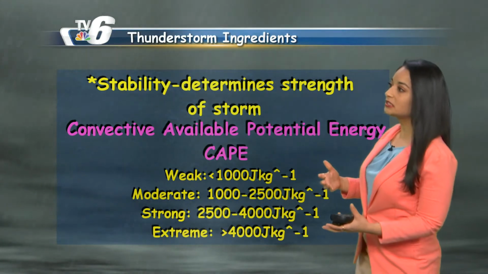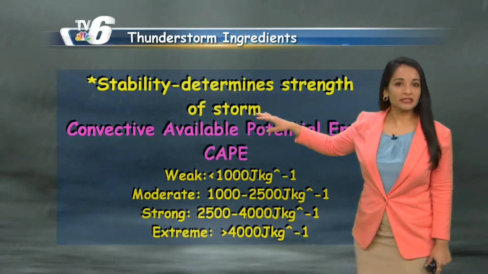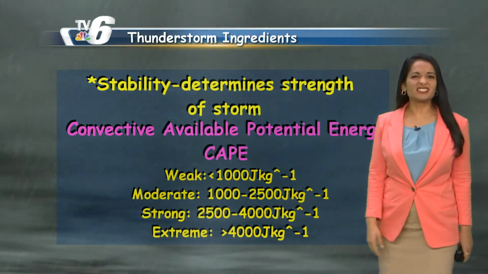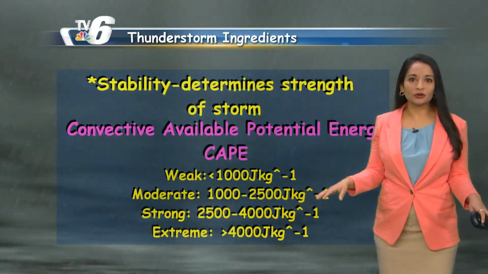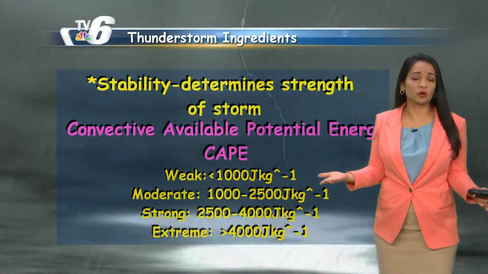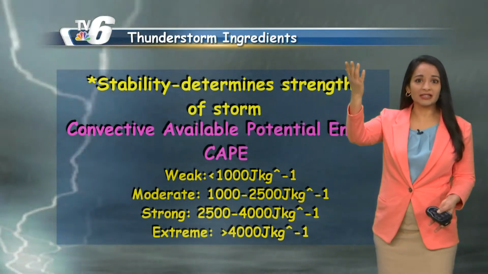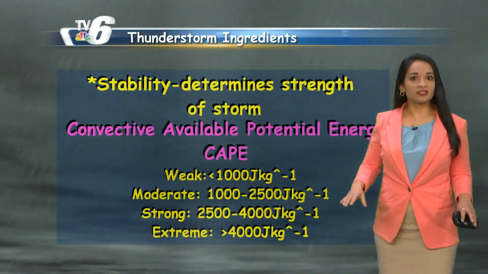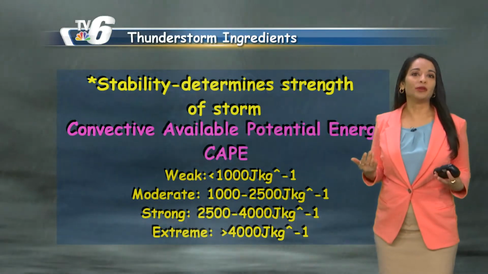Okay, so instability, basically, stability determines the strength of the thunderstorm. So if you have stable air at the surface, you're not really going to get any thunderstorms. You're not going to get any cumulus clouds. So the more unstable the air is at the Earth's surface, the more instability you have.